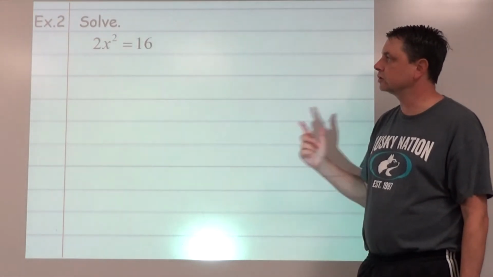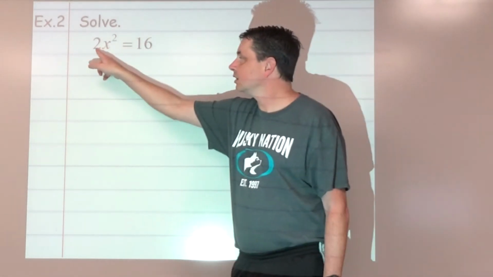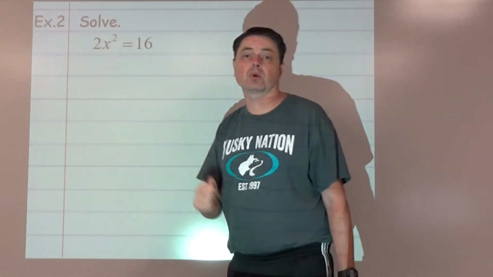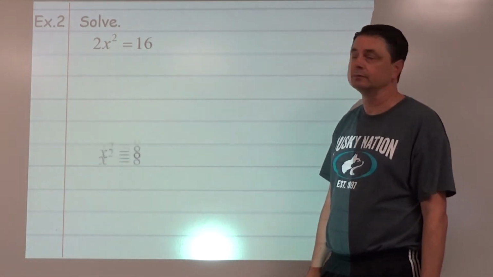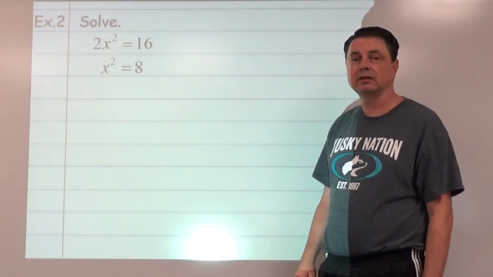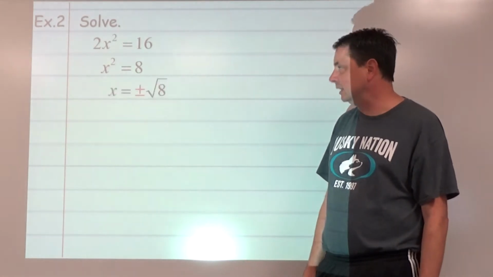Example number 2, solve. Again, we want to get the x squared by itself, so we're going to need to get rid of the 2. To undo the multiplication, we're going to divide both sides by 2. Now we're ready to square root both sides. x equals plus or minus the square root of 8.